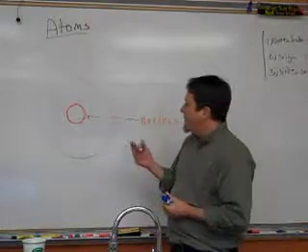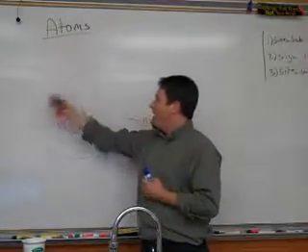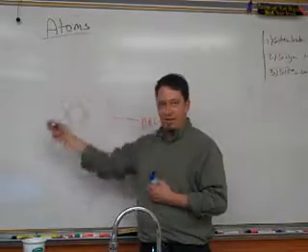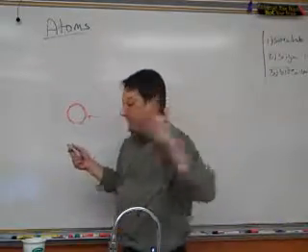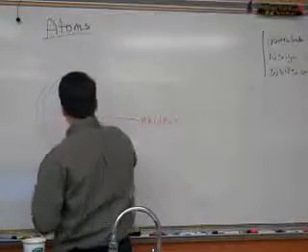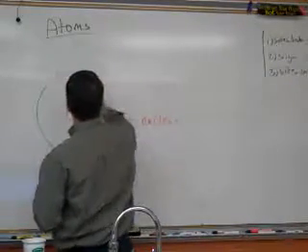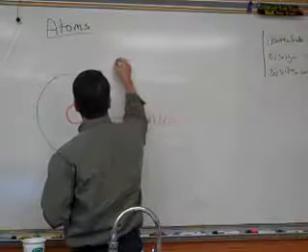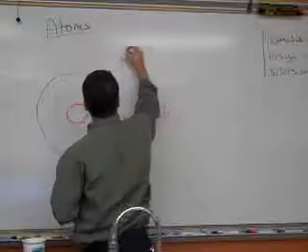All right, so you've got the nucleus, and then what do we have out here? Electrons. Okay, we're going to say electrons. It might not be what you said, but that's what you should write. We'll say that out here are our electrons.